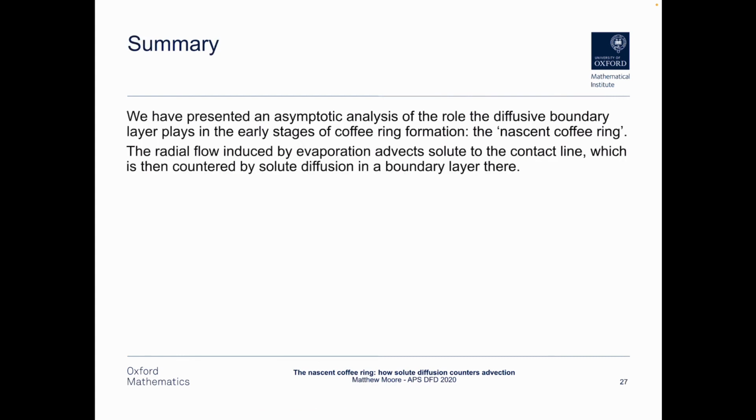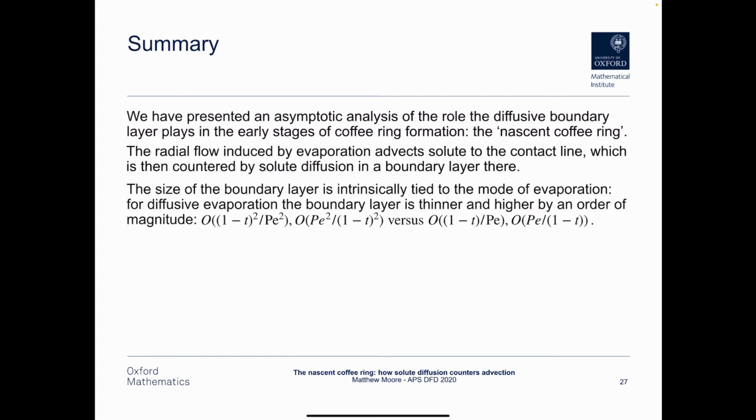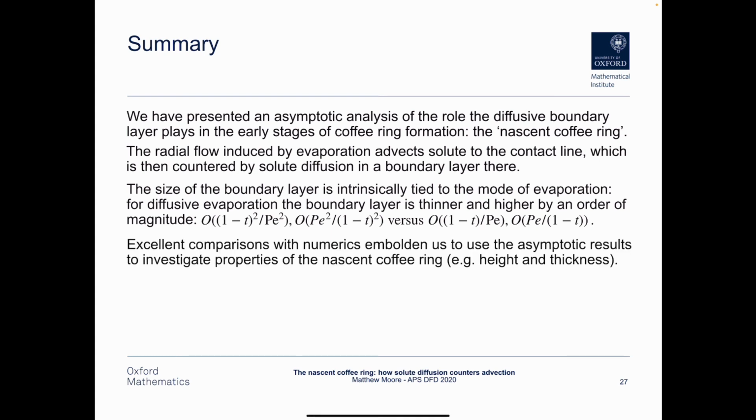Okay, great. To summarize, what we've looked at in this talk is how solute diffusion can lead to the formation of the nascent coffee ring when a droplet evaporates. So we're getting all of these properties of a peak near the boundary, driven by advection, that's happening much earlier than the jamming regime kicks in. We've shown that this matched asymptotic model can predict the size and thickness of the boundary layer for different evaporative fluxes, and we've compared 2 particular cases, the diffusion model and the kinetic evaporation model. And we've also used our results to investigate certain properties of the nascent coffee ring and shown that they're in excellent agreement throughout with the numerical results that we have.